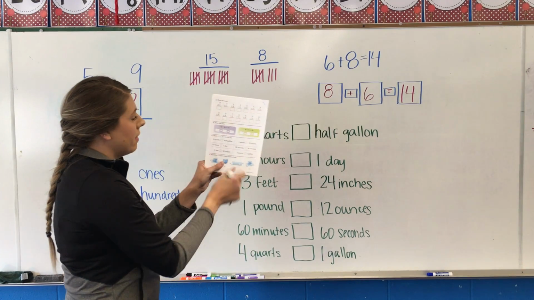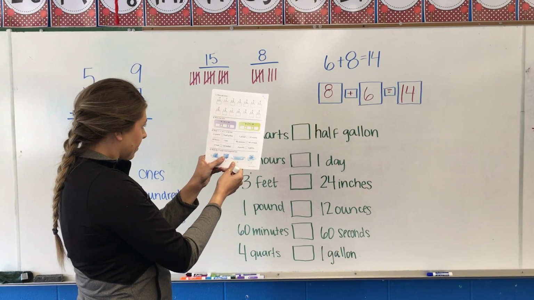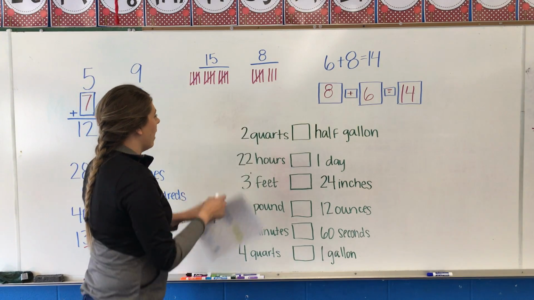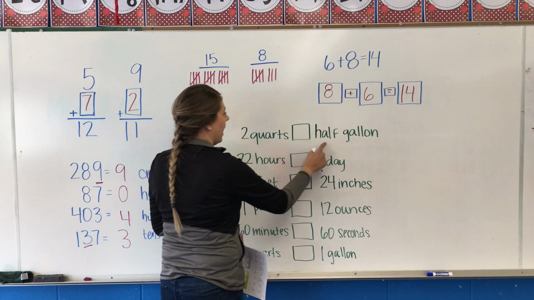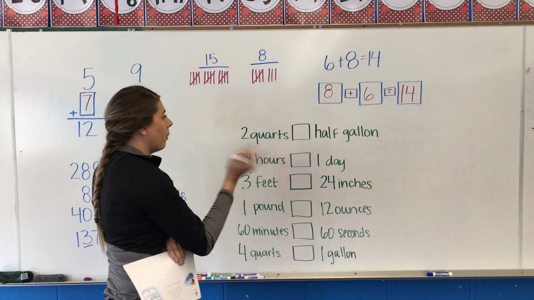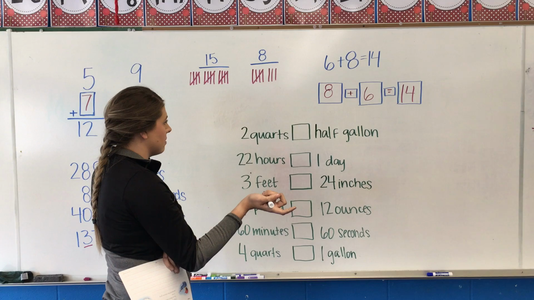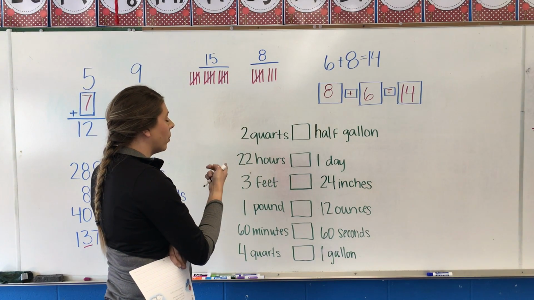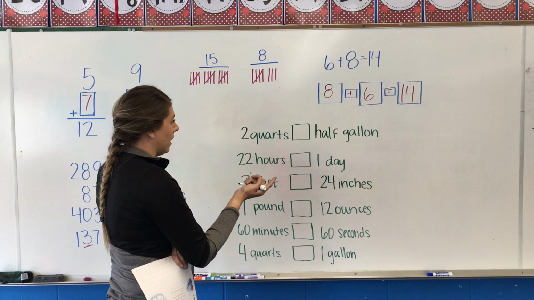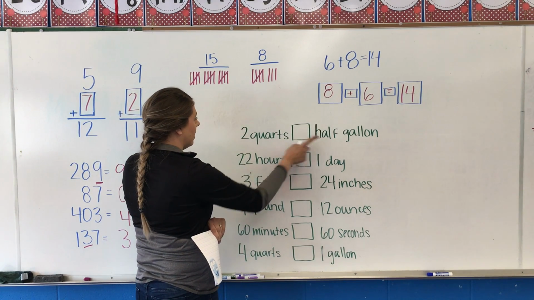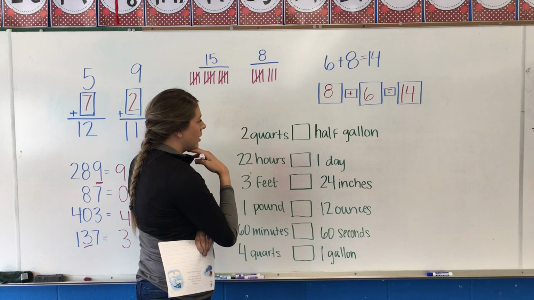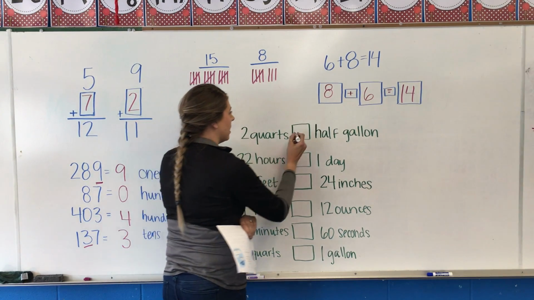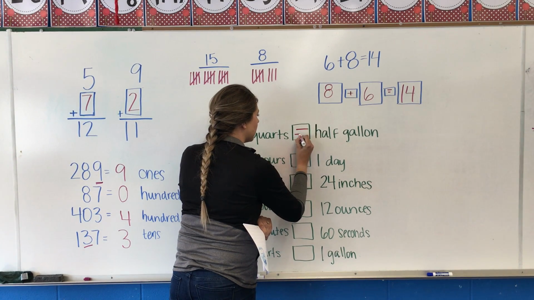And then for number 3, it says write the greater than, less than, or equals in the box. So we have 2 quarts and a half gallon. So what one's bigger, or are they the same? Well, we know that 4 quarts is 1 gallon, and this is half of a gallon, and that's 2 quarts. So we know that 2 quarts equals a half gallon. And so neither one of them is bigger, they are the same size.